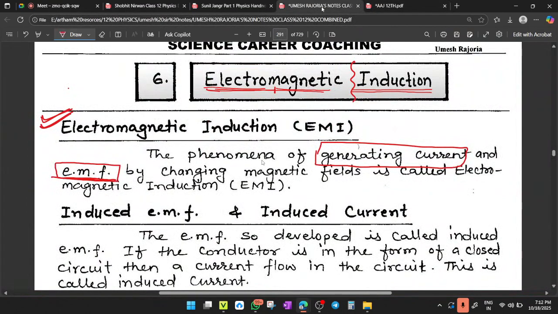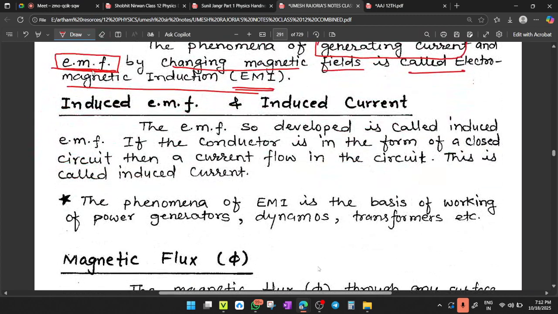So the phenomenon of generating current by changing magnetic field is called electromagnetic induction. Its short name is EMI, right? Later on, we will see in what way we can change the magnetic field and induce the alternating EMF, or electromotive force. Second topic: induced EMF and induced current.